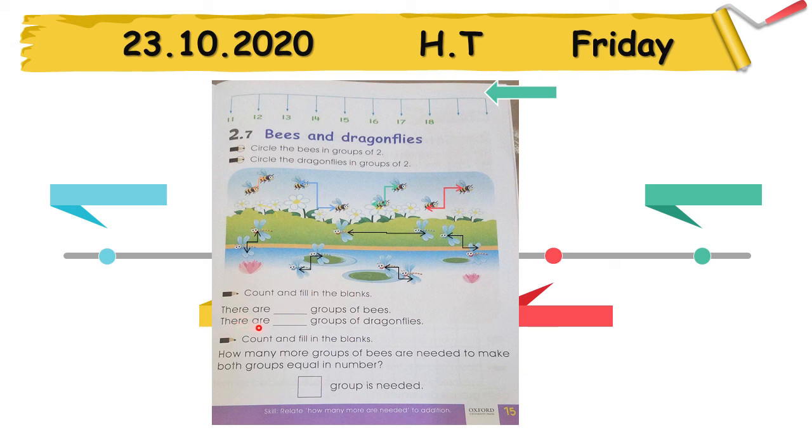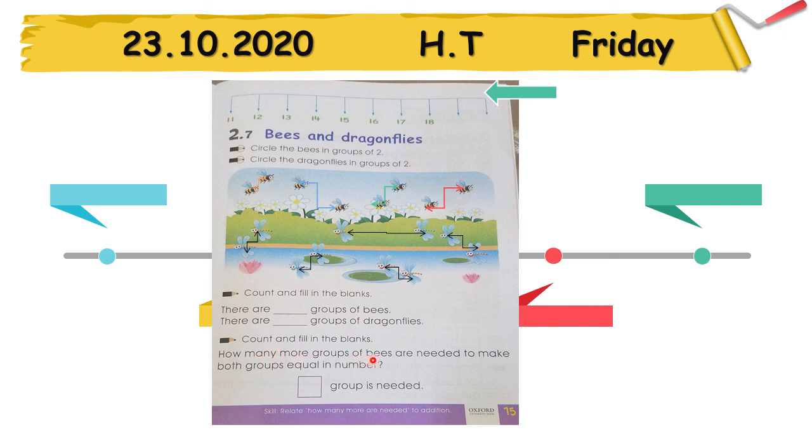Second is, there are dash groups of dragonflies. Same like bees, you have to count the groups of dragonflies. 1, 2, 3, 4 and 5. We made 5 groups of dragonflies. So you are going to write number 5 here. Count and fill in the blanks.